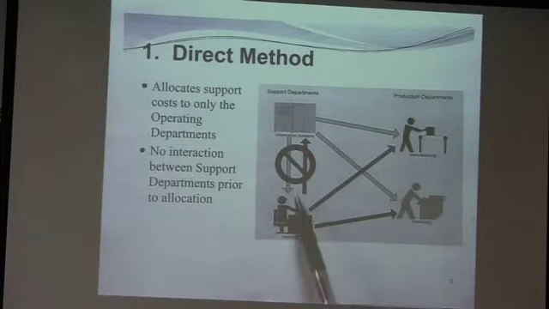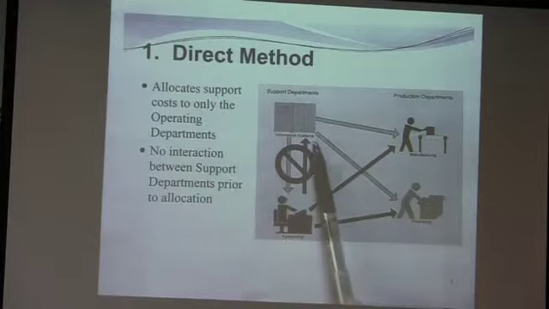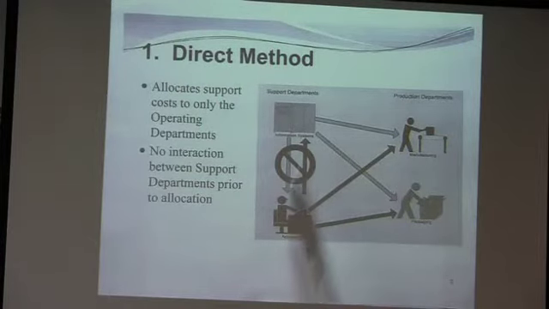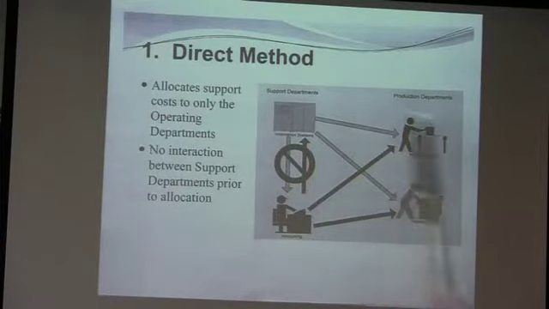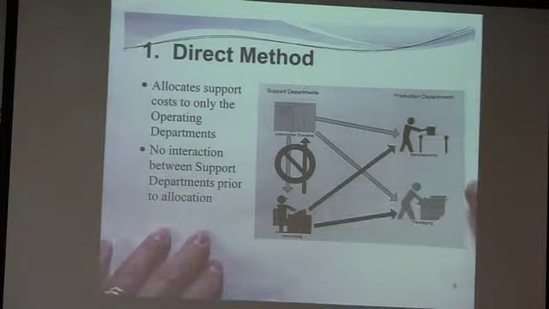And you can see that under the direct method, we completely ignore the fact that these two departments have cost allocations to each other. We ignore that and just allocate the cost directly to the production department. The second method is called the step-down method.